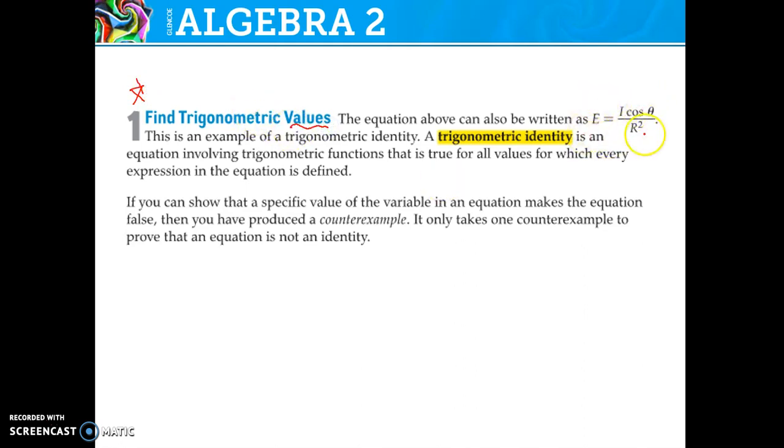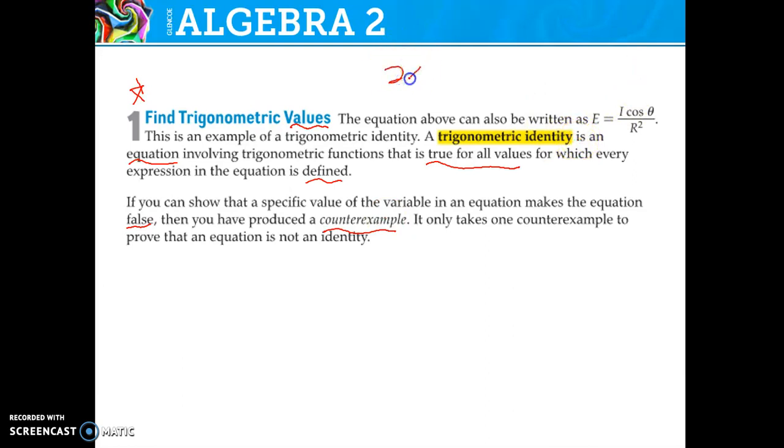So ignore this thing about the equation. We're going to get back to it in a second. A trigonometric identity is an equation. It involves trig functions, and it's true for every value that our equation is defined at. Okay, so it's an equation that is always true as long as the angles you're plugging in make it defined. If I can show that there's a specific value I can plug in that makes it false, then I found a counterexample, and it's not an identity. An identity is an equation that is always true.